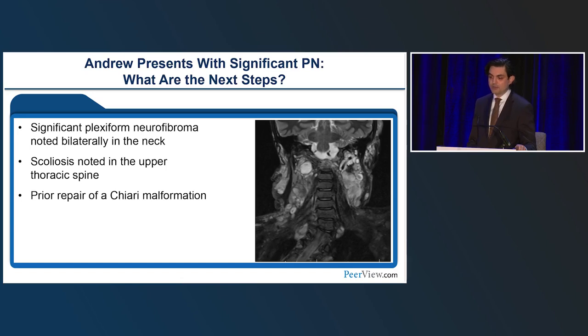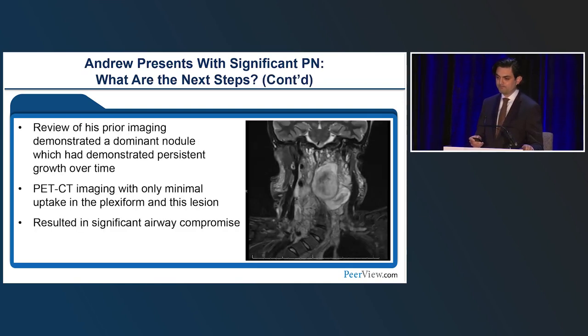He also had some degree of scoliosis in the upper thoracic spine that is not well shown in this MR, but trust me, there's something there. And he had signs of a prior Chiari malformation repair. When we look back at his prior images, we saw that the dominant nodule within that big plexiform neurofibroma had demonstrated persistent growth over time and was probably the culprit of why he was struggling with his breathing.